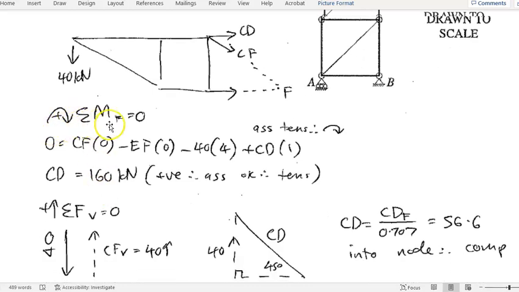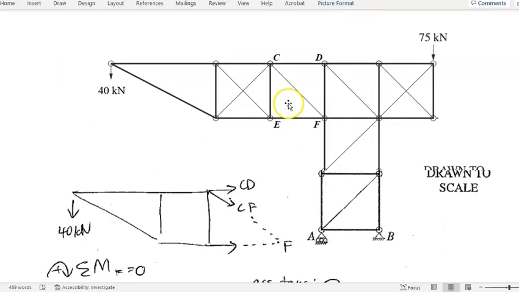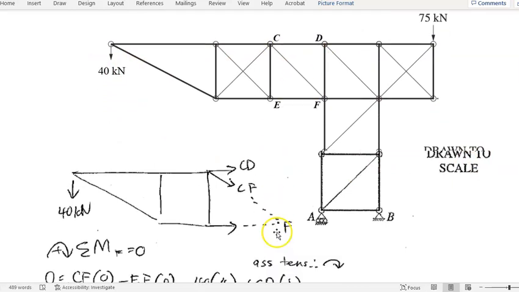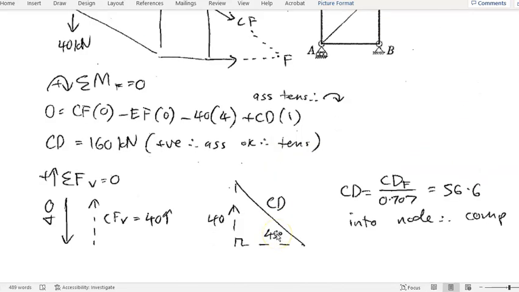Okay, so sum of the moments about F. How do we get rid of these two? Well, they both meet at F. So what we've got is 40, which is 4 units away. You're allowed to measure it. It says drawn to scale. So this is 2, 3, 4. If you measured and got some other number, that's fine. I didn't take away marks.